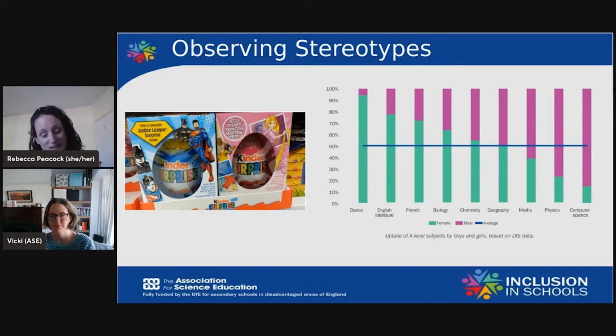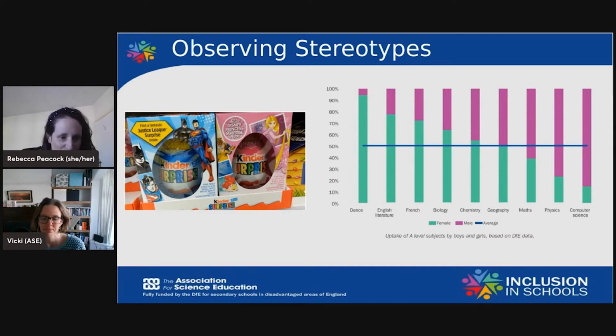We're going to bring it back to the classroom, and that's what this graph on the right-hand side is all about. It can start with Easter eggs, but it can end with changing the subject choices and the futures of our young people, which is really what our project, the Inclusion in Schools project, is about.